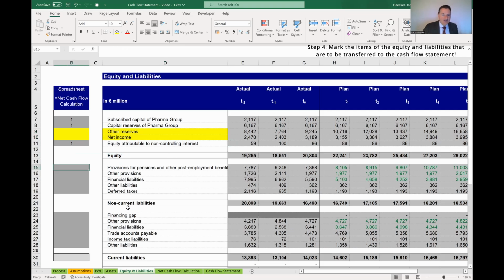So we continue with the non-current liabilities: the provisions for pensions, the other provisions, financial liabilities, other liabilities, deferred taxes. And these are the non-current liabilities, not the current. Then we continue with the current liabilities: financing gap, other provisions, financial liabilities, trade accounts payable, income tax, and other liabilities short term. So how many positions did we use? We used 14.